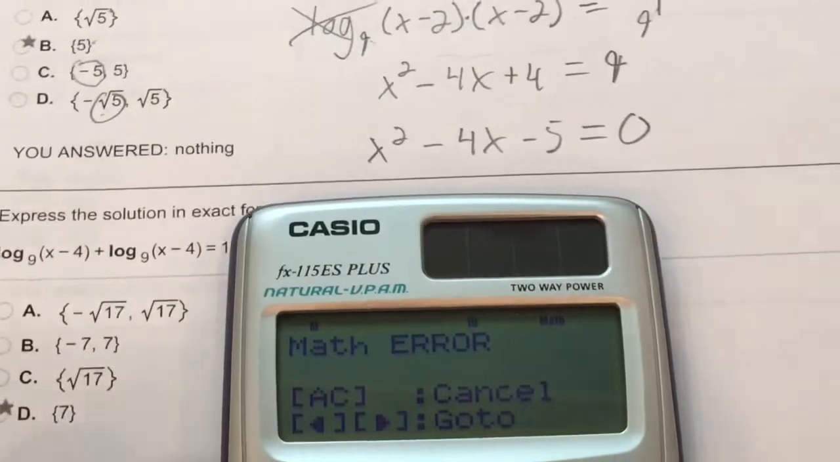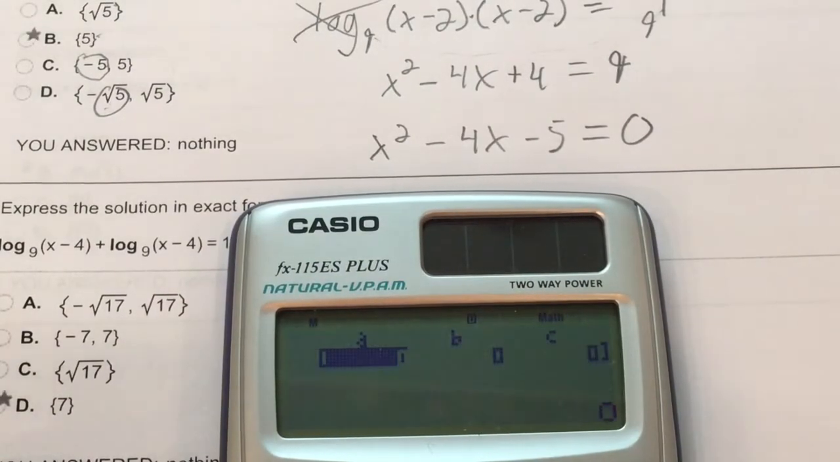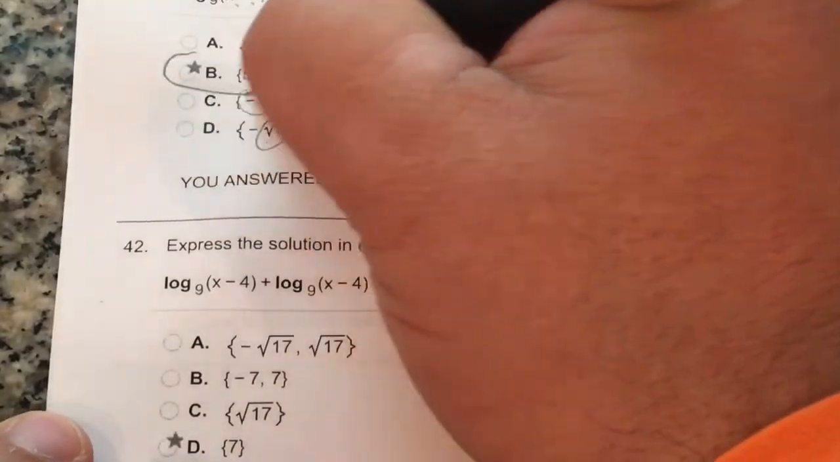Now I can mode 5-3 it. I'm going to enter 1 equals, negative 4 equals, negative 5 equals. 5 is an answer, negative 1 is an answer. Notice my answer has to be 5.